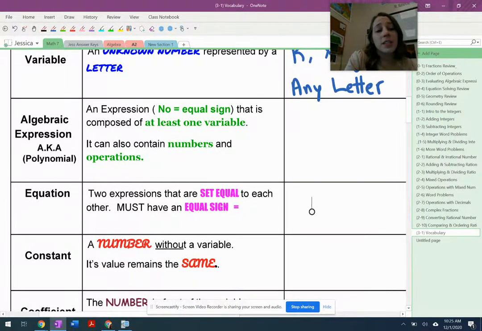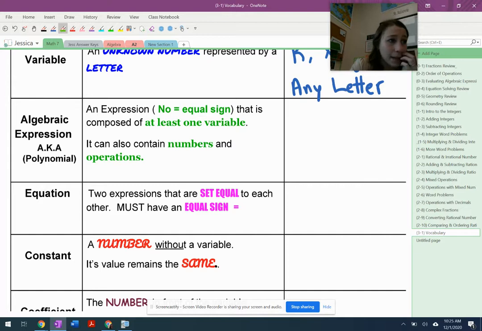Our next definition is an algebraic expression. That's what this whole unit is on and is focusing on, algebraic expressions. So an expression has no equal sign. Expression cannot have an equal sign. That's different from an equation. And because it's algebraic, it needs to have at least one of those variables in it, one of those letters. Also, it can contain numbers and operations. So add, subtract, multiply, divide.